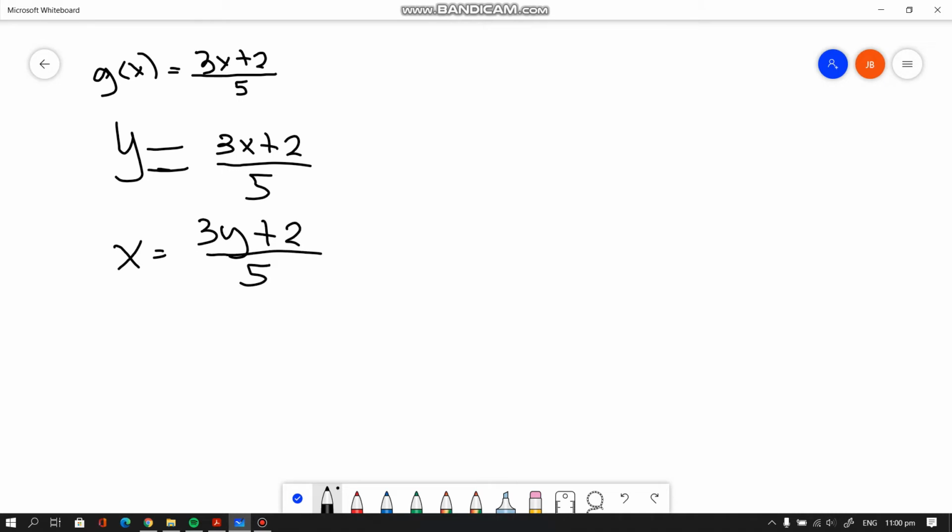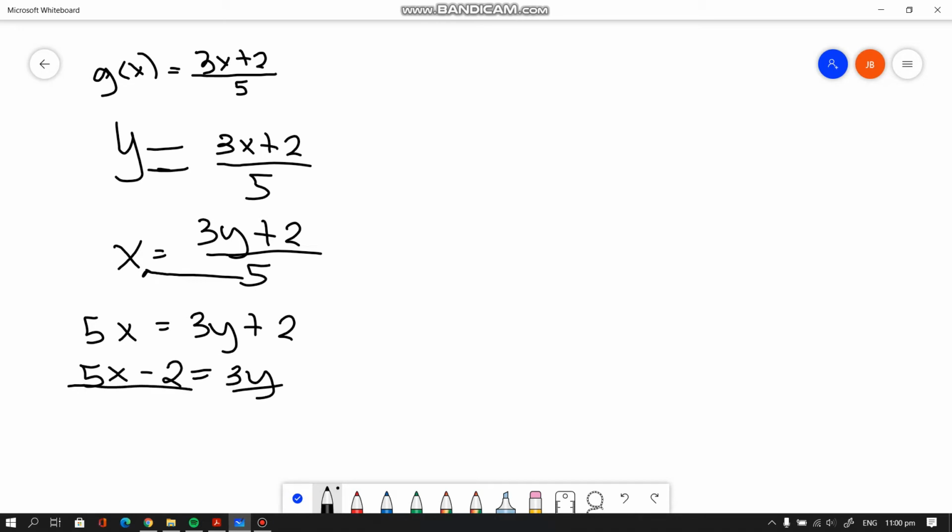Solve for y. So, for this one, I will be cross-multiplying the denominator to the variable. So, this will lead to 5x equals 3y plus 2. Transpose natin yung constant na 2. Magkakaroon tayo na minus 2. And then divide both sides by 3. Para makancel yan.